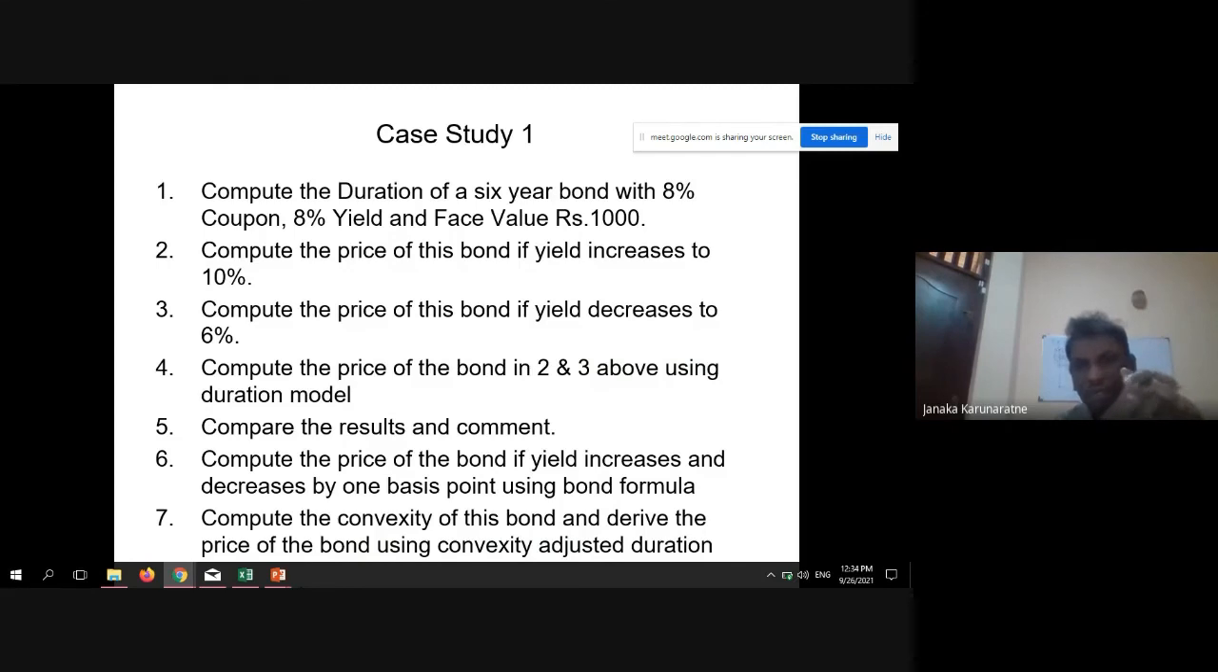So basically, if you can do any question like this, you should be able to work out durations and prices for any increases or decreases, using the duration model for very small changes in interest rate, or the convexity adjusted formula for large interest rate changes. The convexity part we will do in the next class. Of course, we don't have much time left today, almost 12:35, so we can discuss the last part of the question next time.